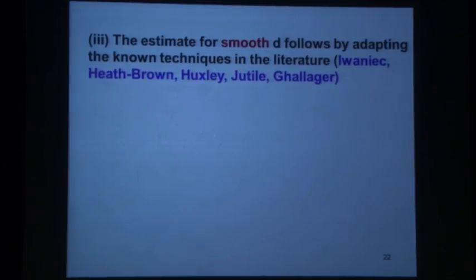Sorry. So Ivanez is Brown, Huxley, Jutila, Gallagher, whatever. Yeah, right. Okay. So now we can start with the interesting part.